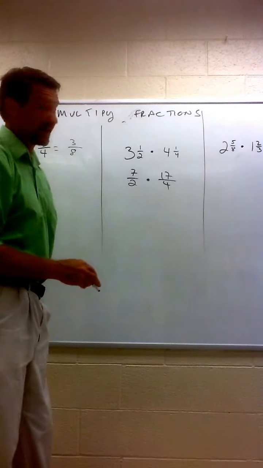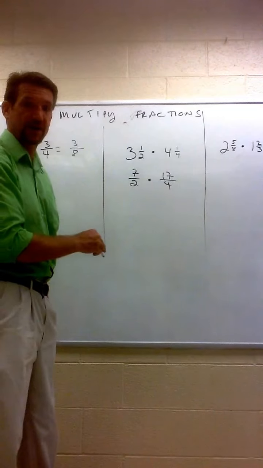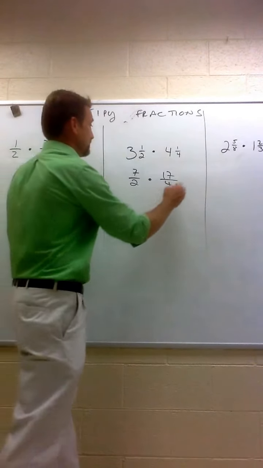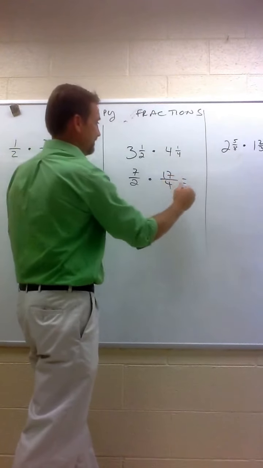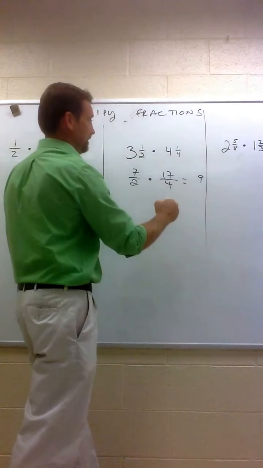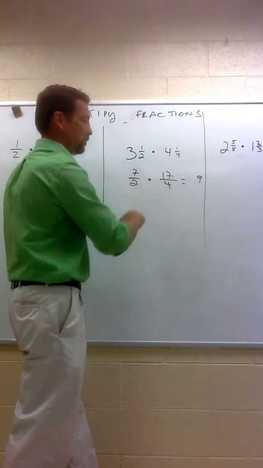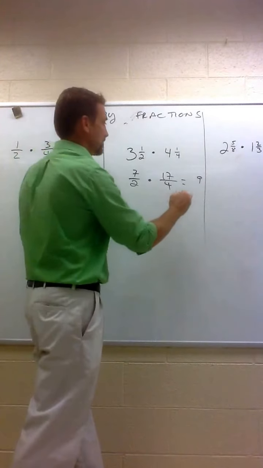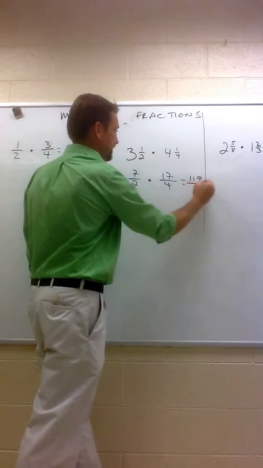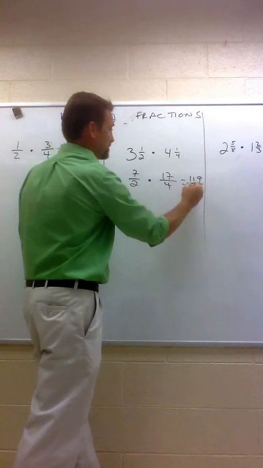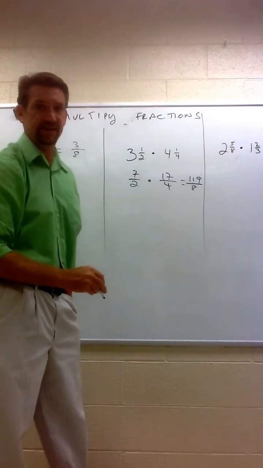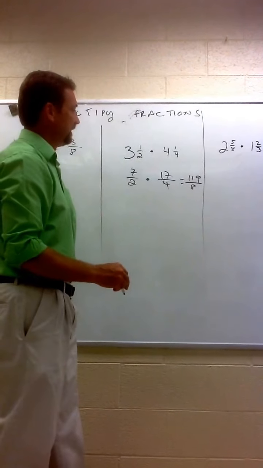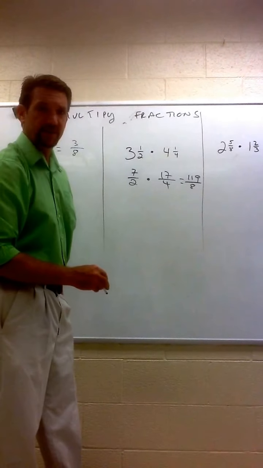Okay, once again, just like on the last problem, to multiply fractions, just multiply across. 7 times 17. Well, 7 times 7 is 49. Carry the 4. 7 times 1 is 7, plus 4 is 11. 119. And 2 times 4 is 8. So I have 119/8. That's an improper fraction, and we want to rename that one as a mixed number.